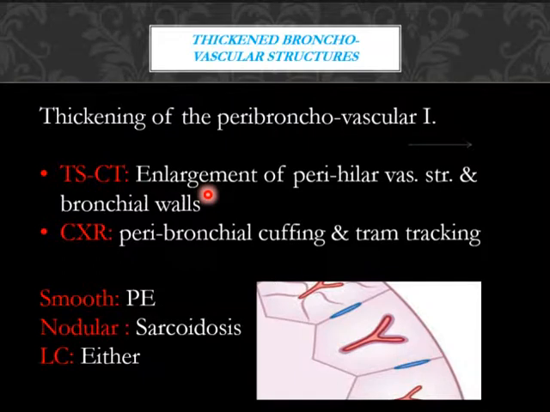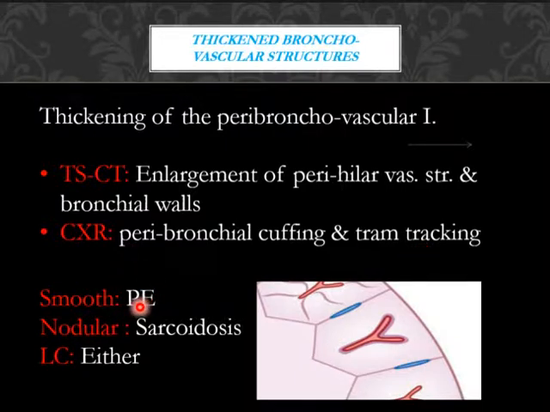Thickened bronchovascular structure, we said we have axial interstitium, which is located near the hilum and extending peripherally. Thickening of peribronchovascular interstitium on thin section CT appears as enlargement of the perihilar vascular structure and bronchial walls, as in this picture, thickened peribronchovascular structure. On chest X-ray, they appear as peribronchial cuffing and tracking.